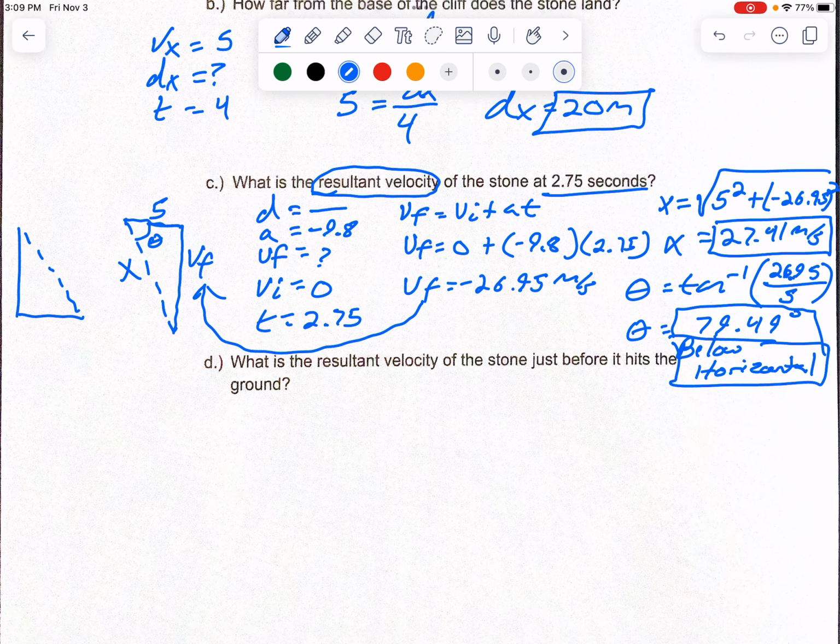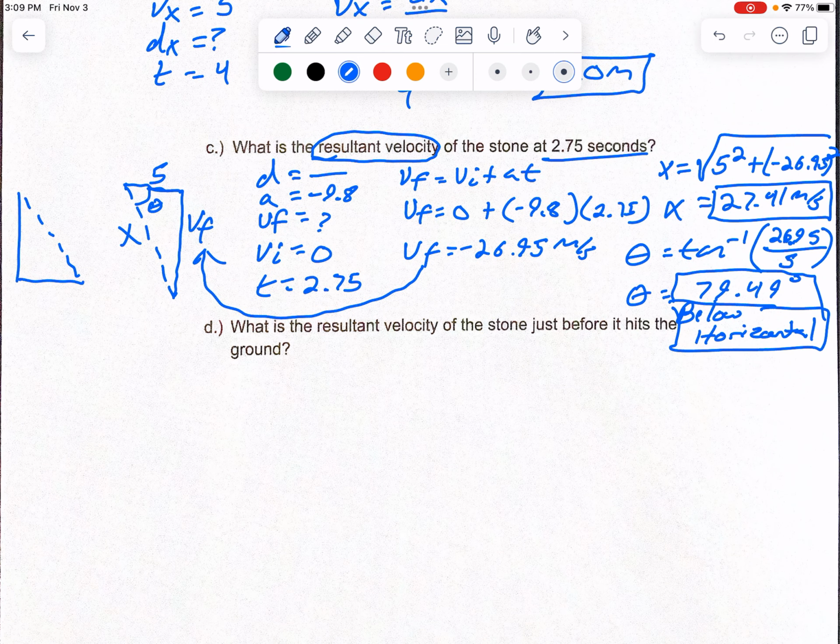So there's your answer. D, what is the resultant velocity of the stone just before it hits the ground? So resultant again. We're going to do the same thing, but now I want to know what it is when it hits the ground. That means I'm no longer dealing with that 2.75 seconds. So I'm going to draw this out again. Horizontal is still 5. That didn't change, but this has changed now. Whatever we solved for in part C is come and gone. Vertical velocity is always changing.